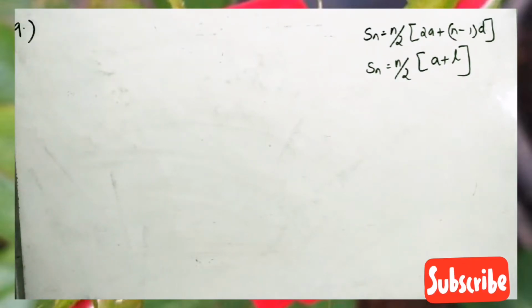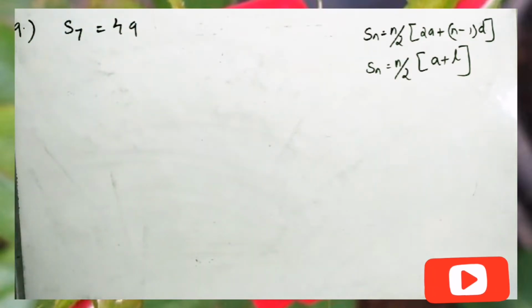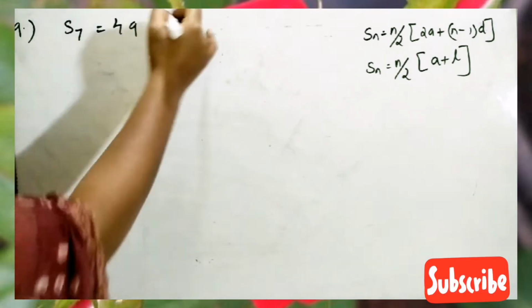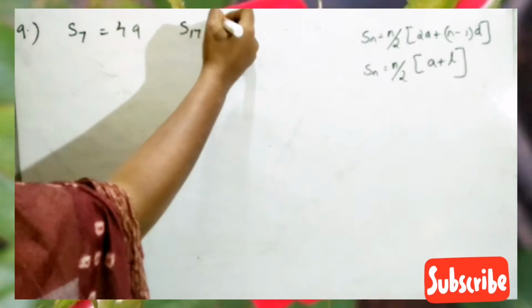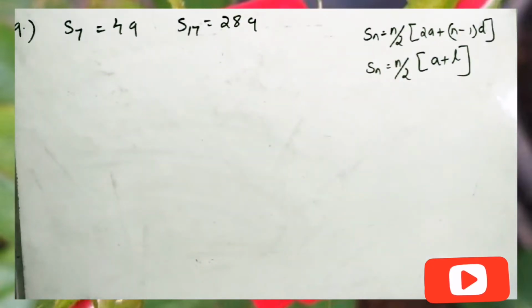Ninth question. If the sum of first 7 terms of an AP is 49, and that of 17 terms, S17, is equal to 289, find the sum of first n terms. So the sum of first 7 terms and 17 terms is given. We need to find out the sum of first n terms. S7 is equal to 49.